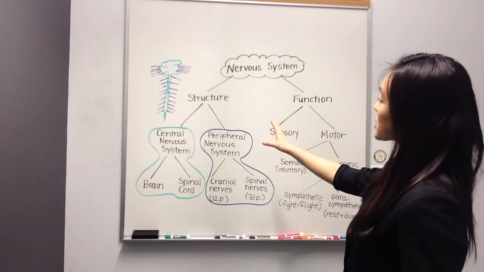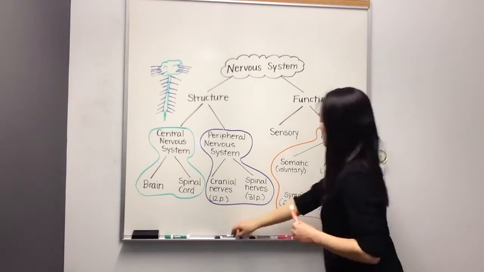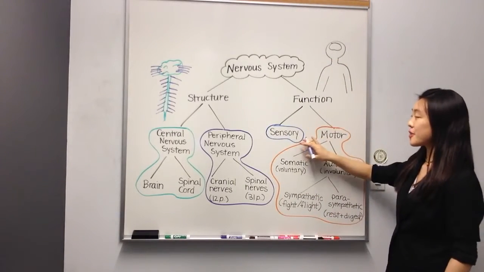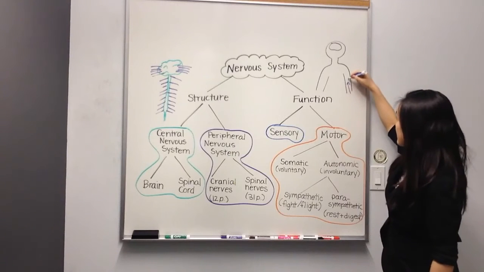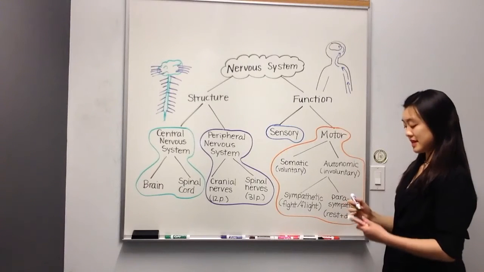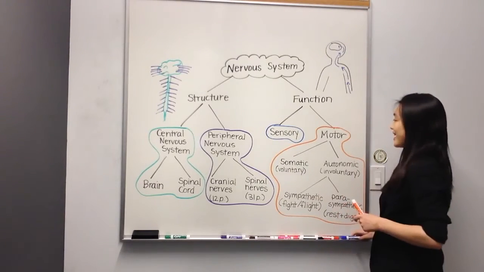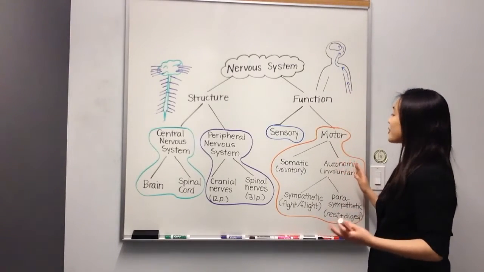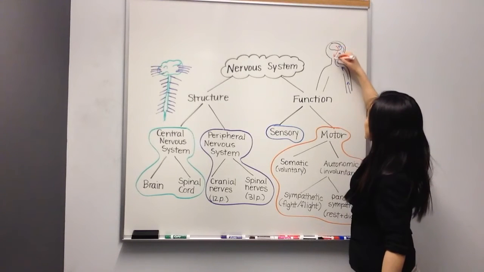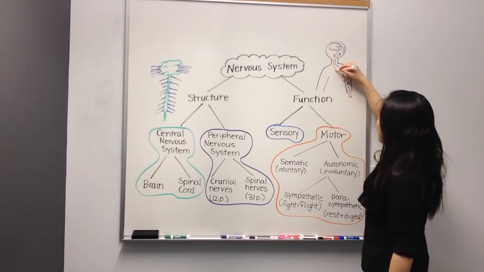So similar to our structural example, let's color coordinate our functions. Sensory information will come in. It is coming into the spinal cord or into the brain. Information is traveling towards the central nervous system. In the case of motor neurons, information is being carried outwards. Information is leaving the central nervous system, leaving the brain, leaving the spinal cord, and traveling back out.